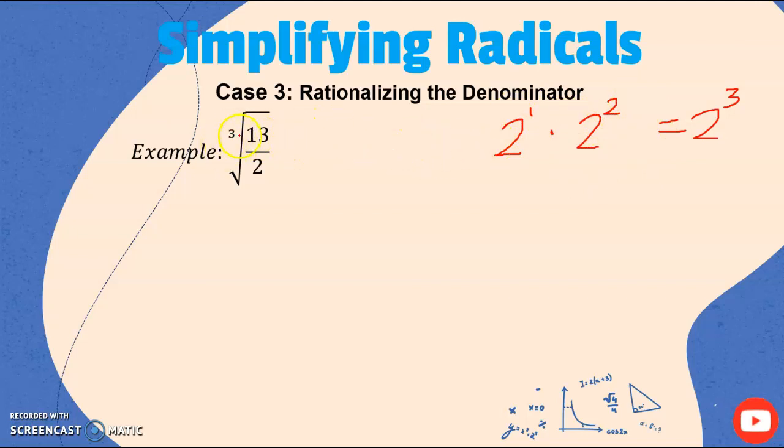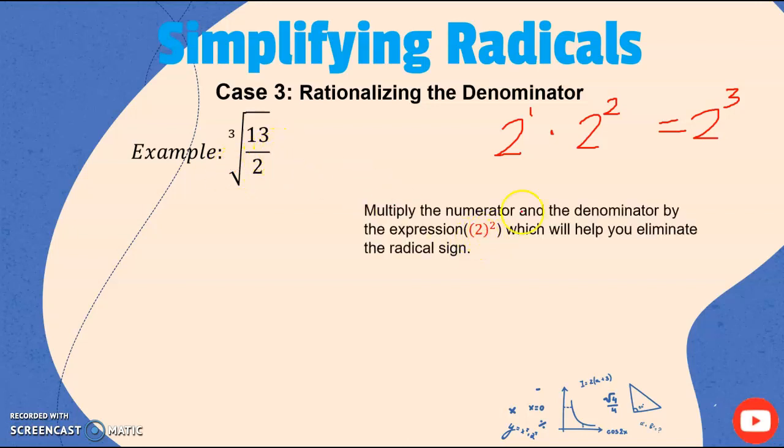So it's not just a square root, it's not just like that. There are times that it's going to be cubed, or a 4th or 5th root. So you have to complete the denominator so that you can get rid of the radical symbol. So now we can multiply 2 squared. Then the cube root of 13 over 2 times 2 squared, 2 squared over 2 squared.